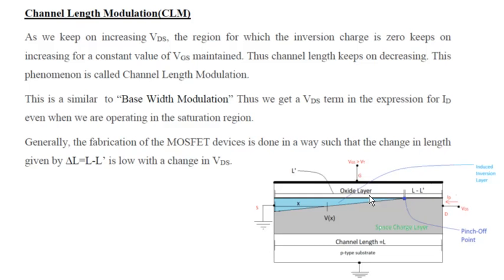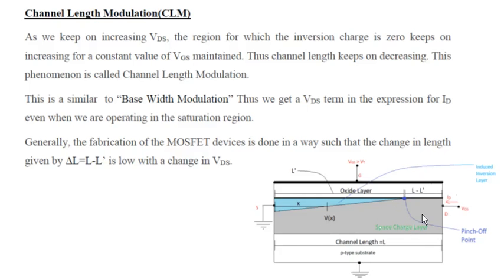Generally the fabrication of the MOSFET device is done in a way such that the change in length, given by del L, which is L minus L dash, is low with a change in VDS. In this figure we can see that the original length is marked as L, but due to pinch off, if you increase VDS keeping VGS constant, the channel length will reduce to L minus L dash. This channel length reduction causes an increment in current, called channel length modulation.